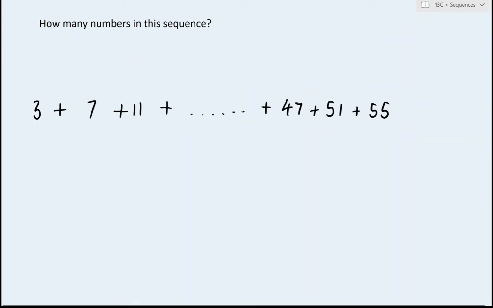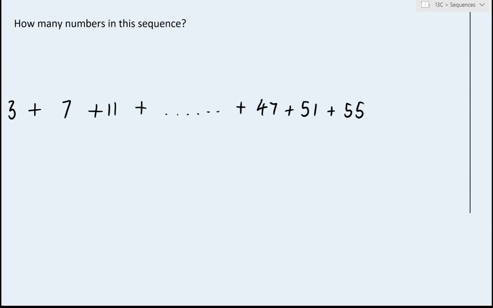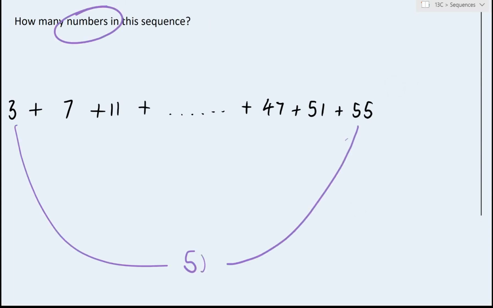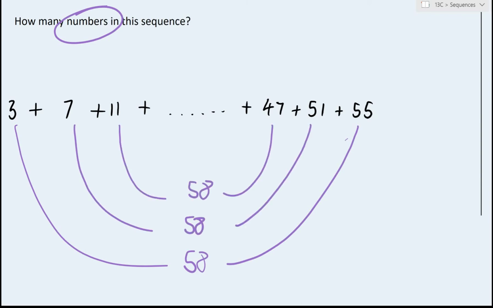So let's look at the same type of question. We have another sequence going from 3 up to 55. However, we don't know how many numbers are in the sequence. So I can do the same trick and it'll totally work. 3 plus 55 is 58, 7 plus 51 is 58, and so on and so forth. But I don't know how many 58s I'm going to have. So we need to be able to work this out.